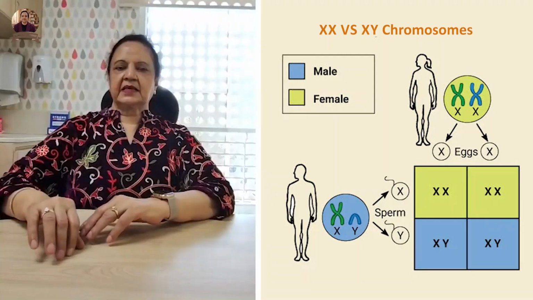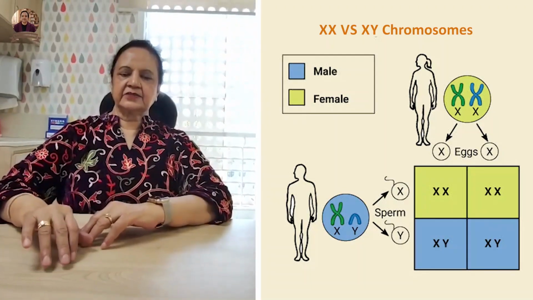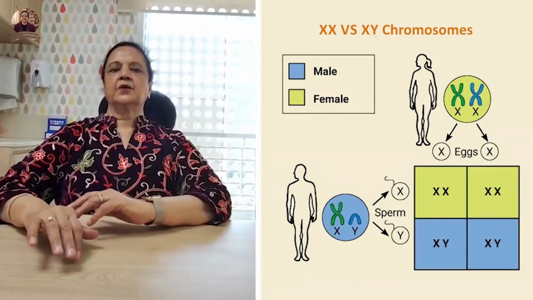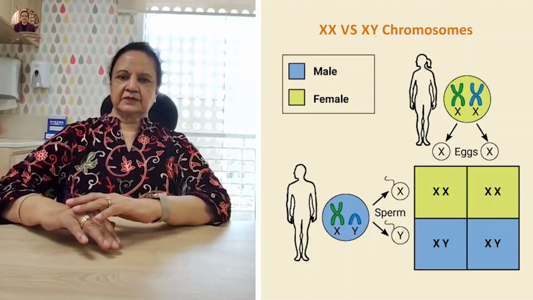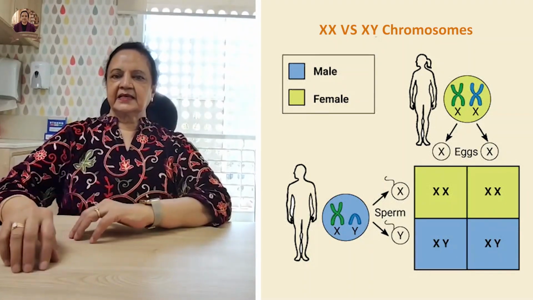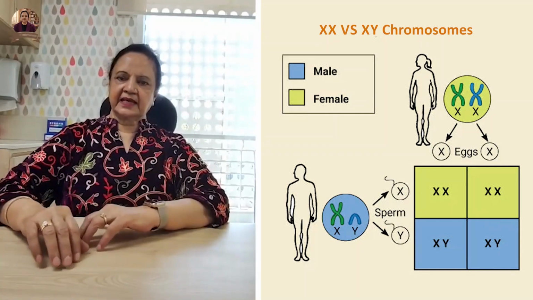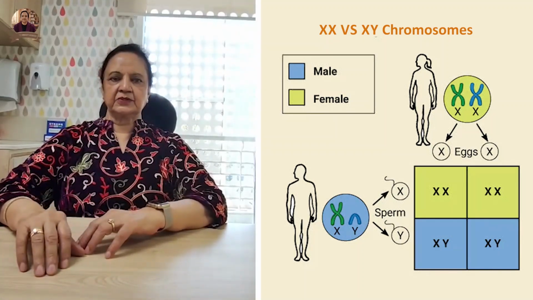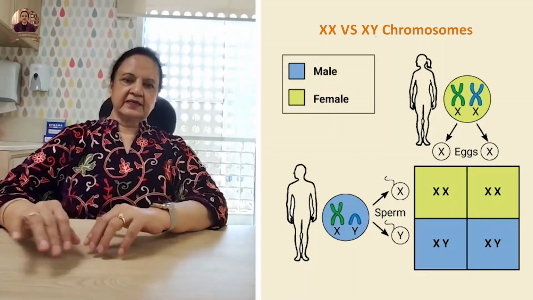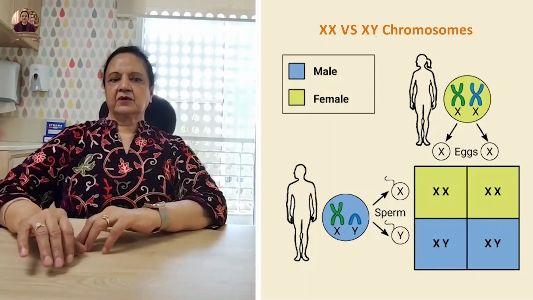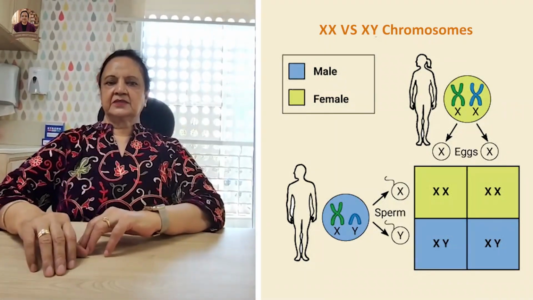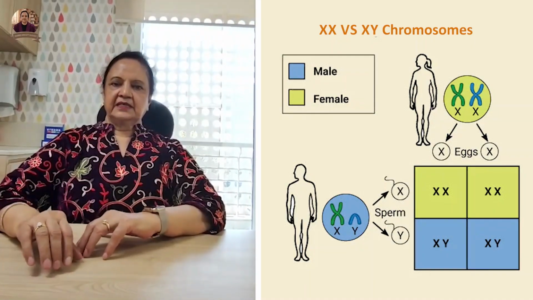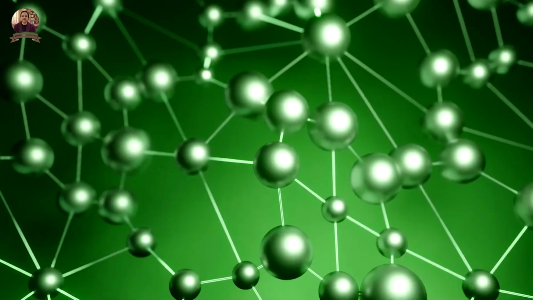Human females have XX sex chromosomes, while males have X and Y sex chromosomes. Mother gives X, and if father gives X, a daughter will be produced, and if father gives Y, then a male offspring will be produced. So in human beings, sex is determined by the chromosomes.